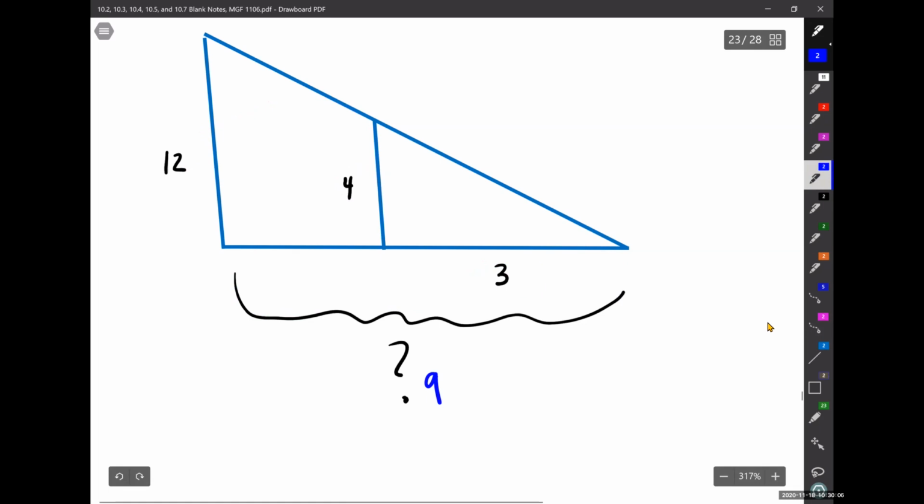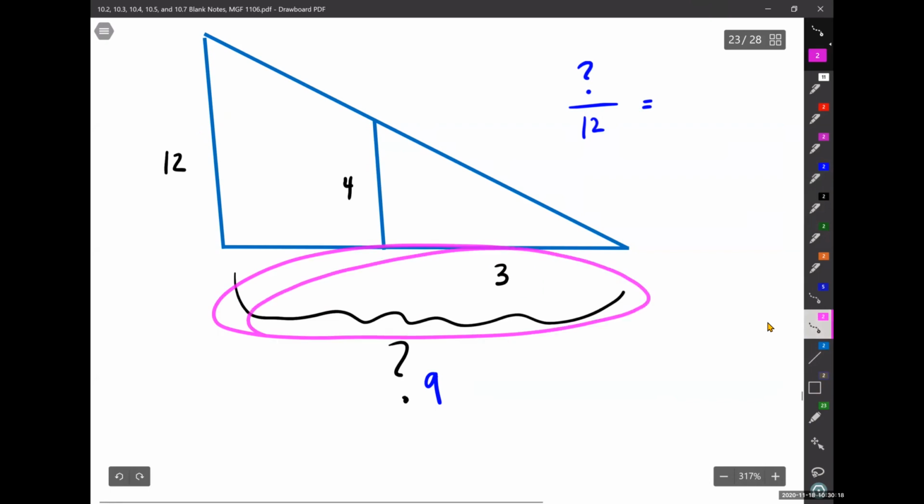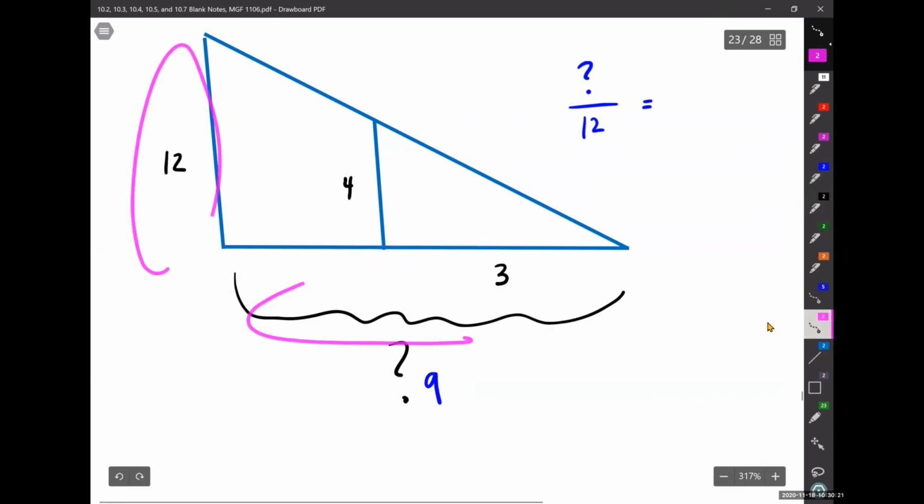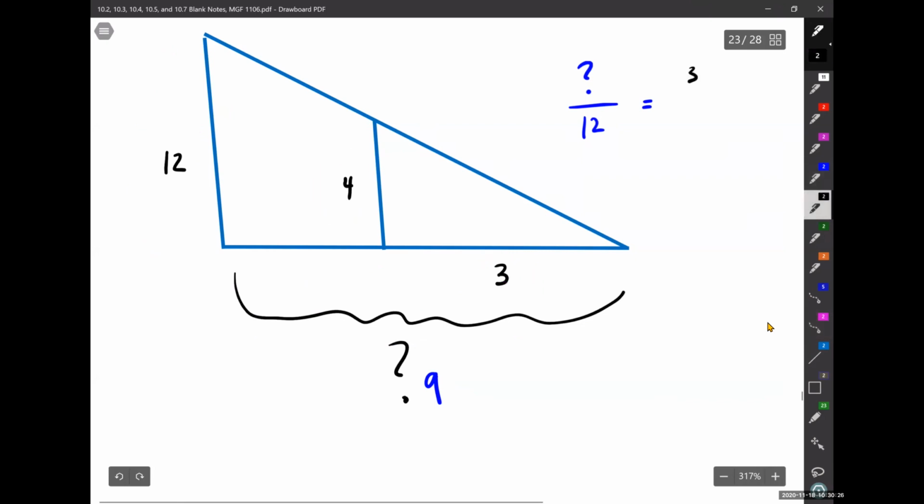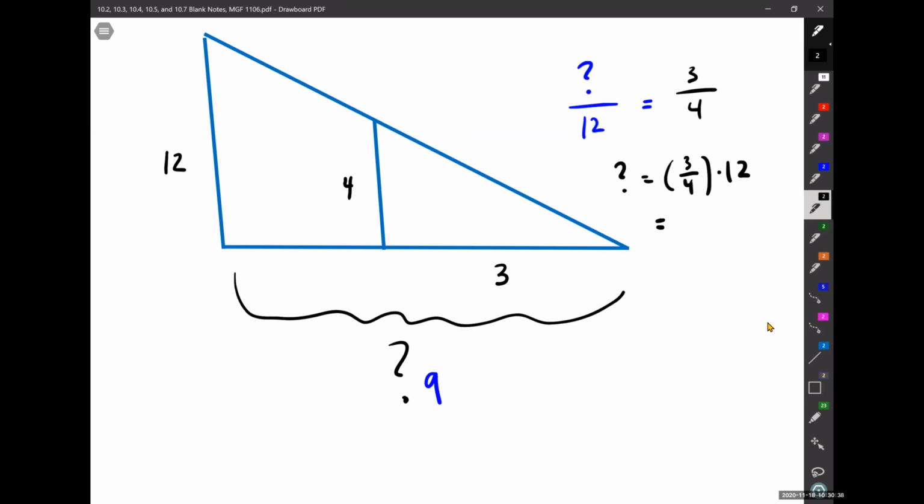Or you could also set up a ratio where you say the unknown side length over the known for the big triangle is equal in ratio to the other. But as I do this, I have to be careful. I use the horizontal side length here first and then the vertical. So I'd have to use little horizontal, little vertical. So I'd have to set it equal to 3 over 4. And then I can solve for the unknown. I could multiply both sides by 12, and I get my unknown is 3/4 times 12, which we could verify is also 9. So that's 2 ways to go about it.